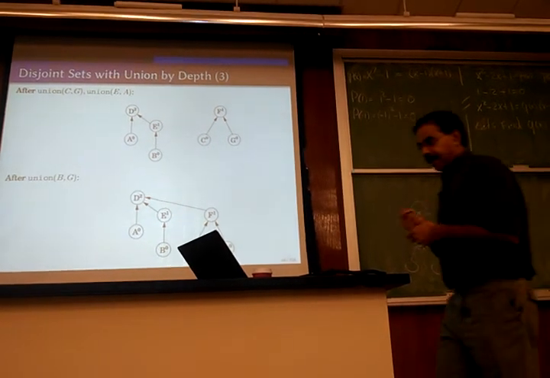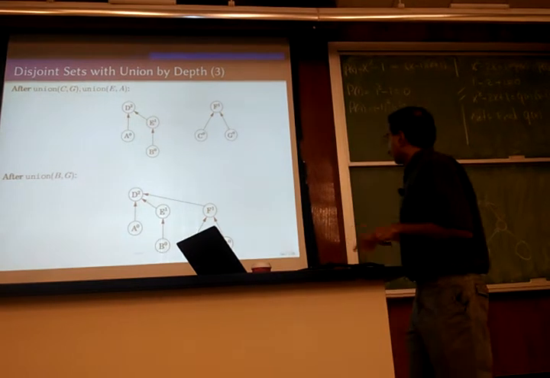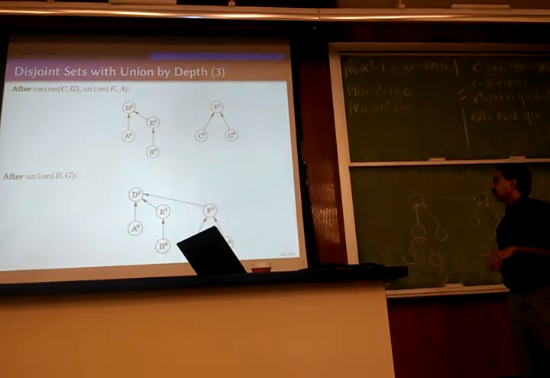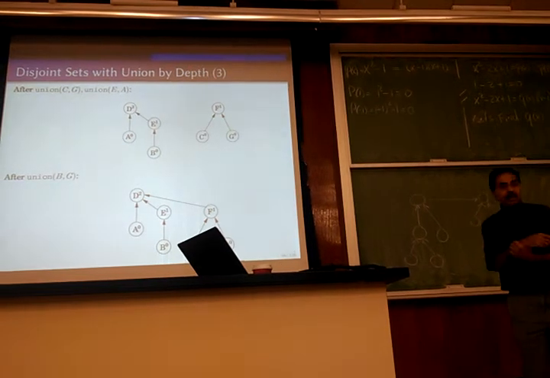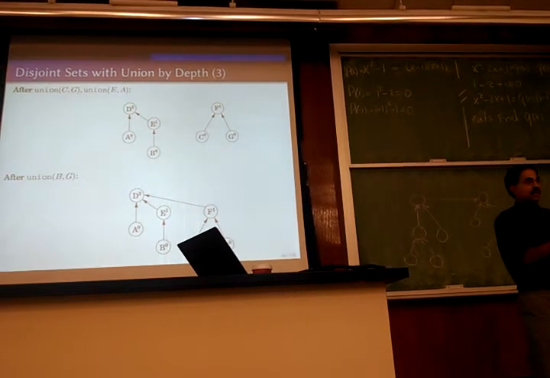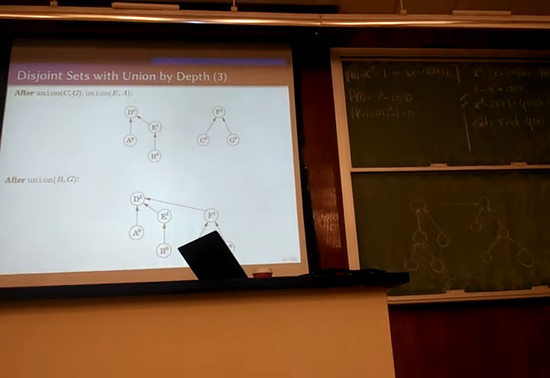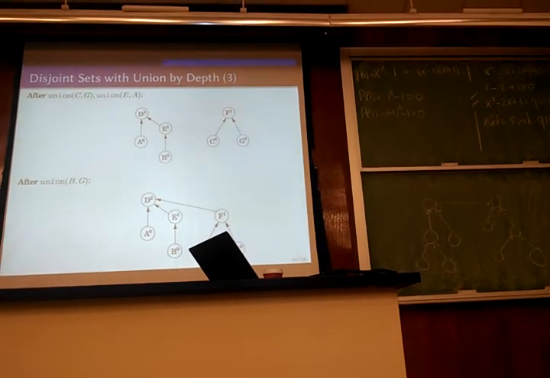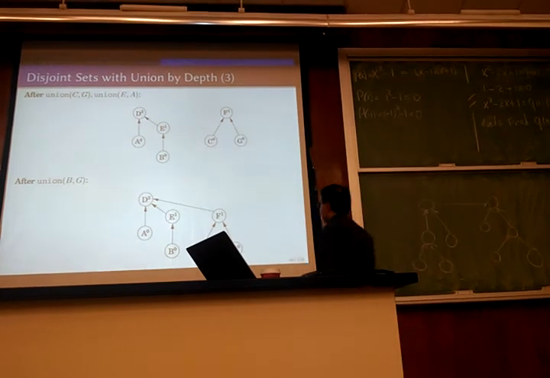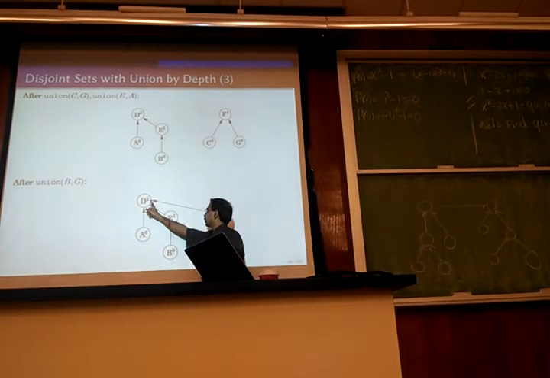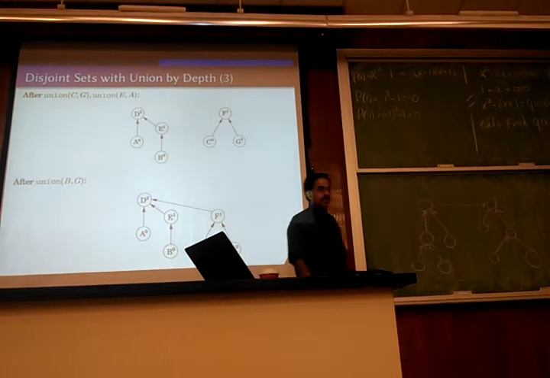Okay, and well, you keep doing this, and now if you try to take the union of these two sets, then you'll see that the one on the right has a rank of 1, the one on the left has a rank of 2. Therefore, you're going to make the right set the child of the left one. Okay, and as a result, you get this, and again, because the rank of this one is less, the rank of this one doesn't increase.